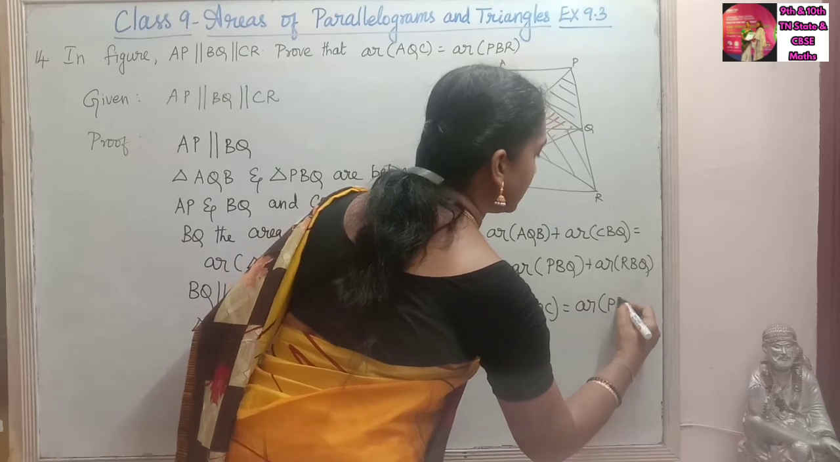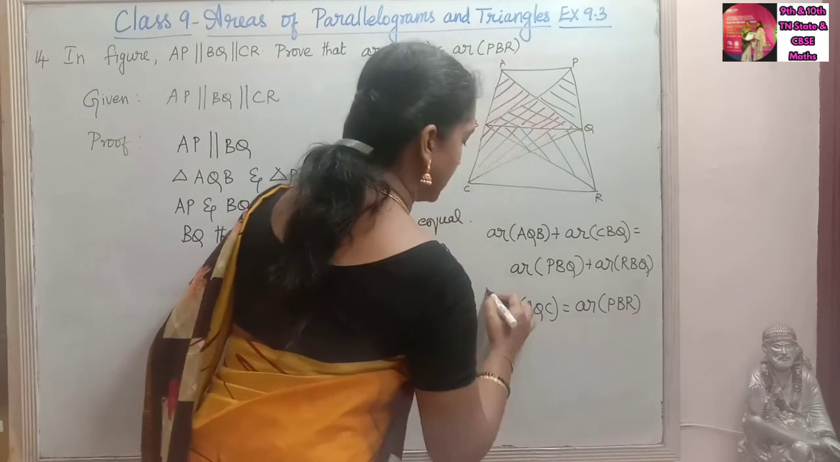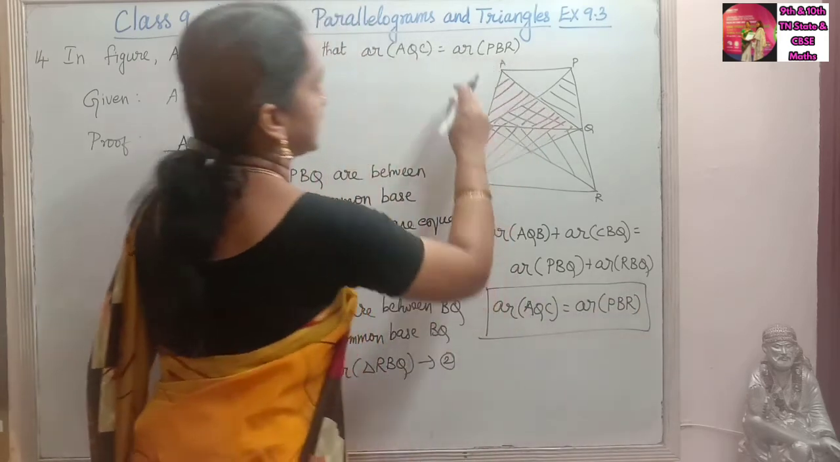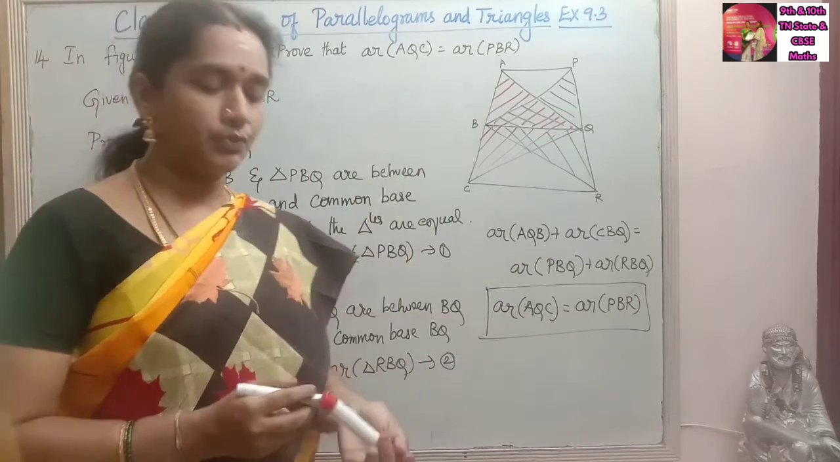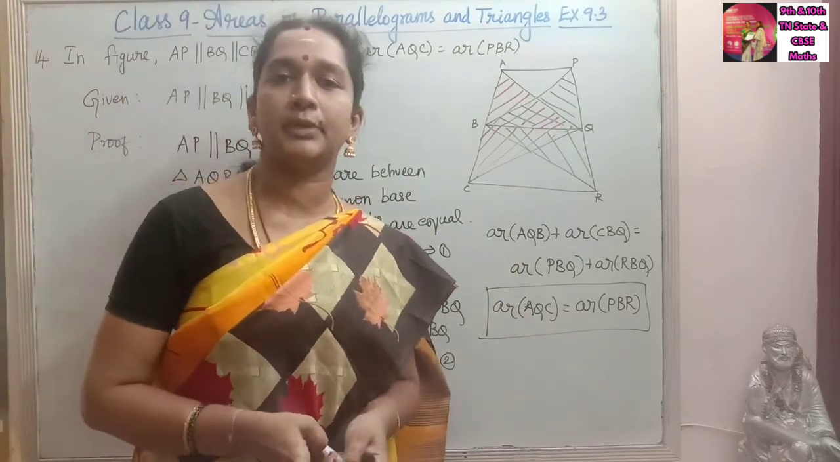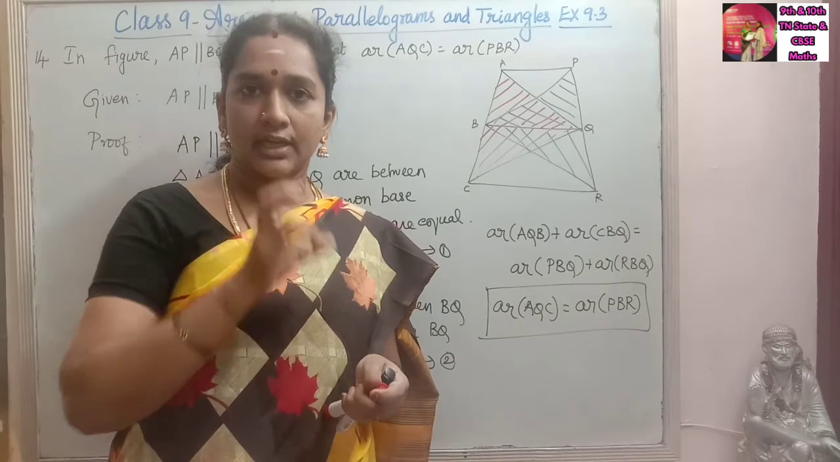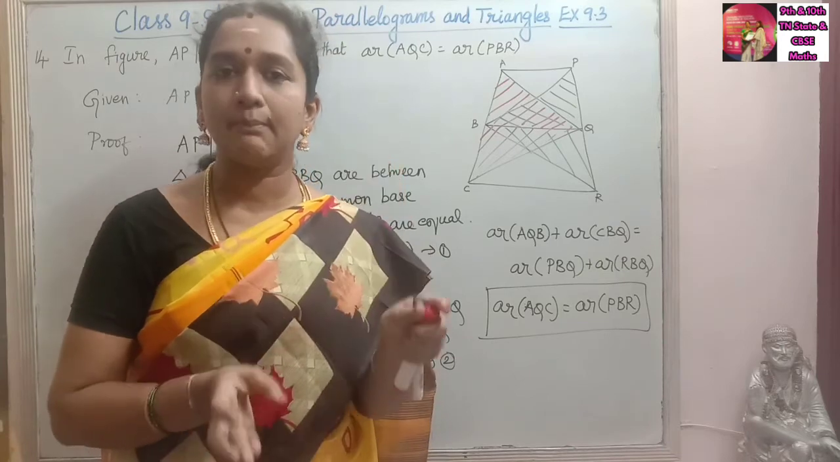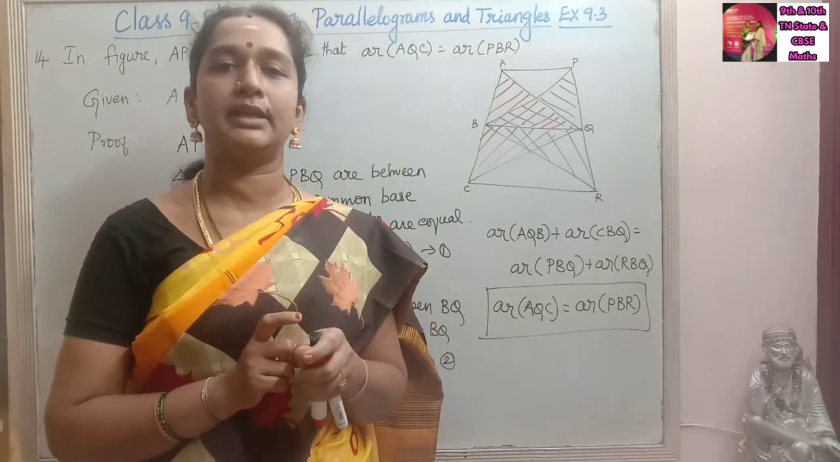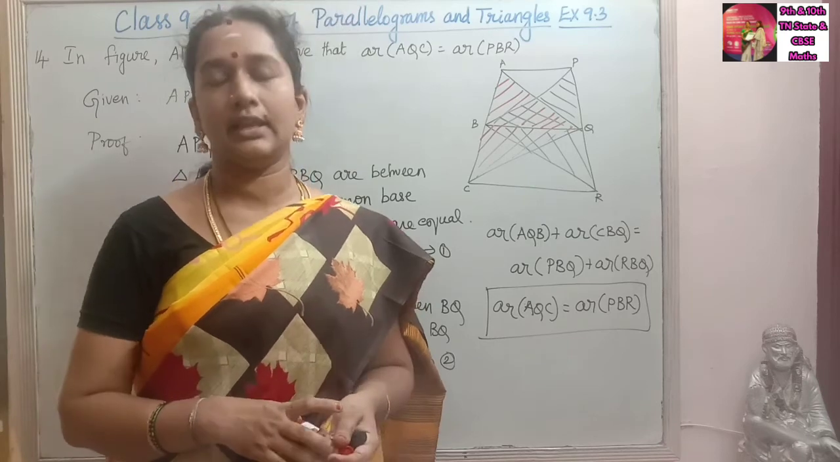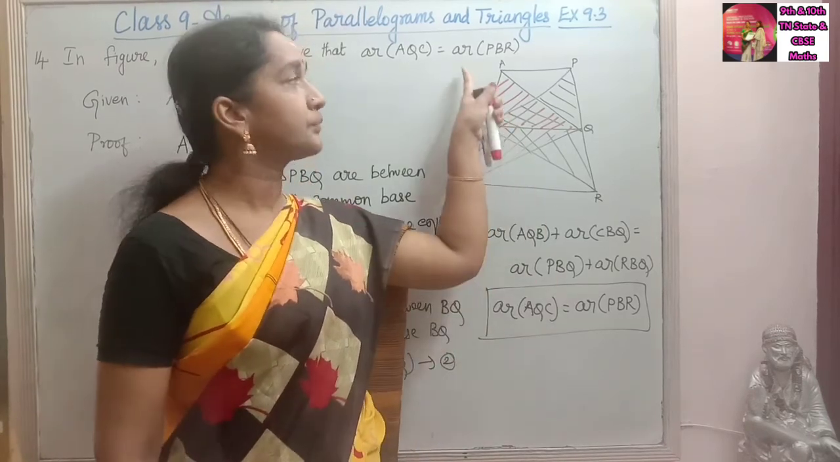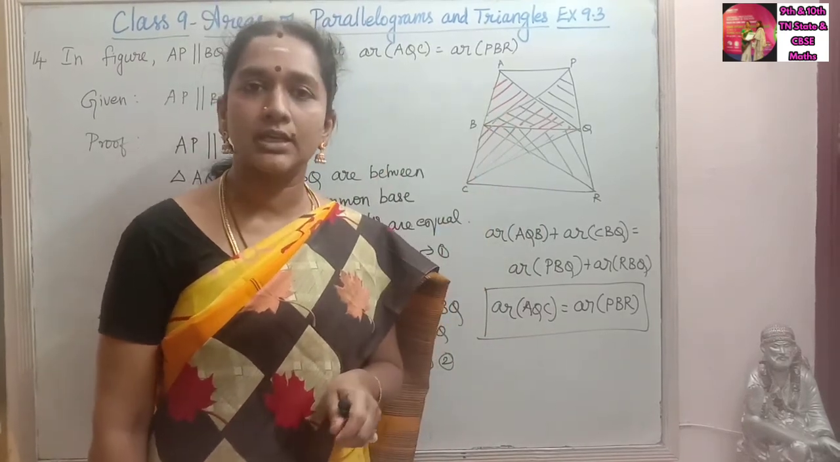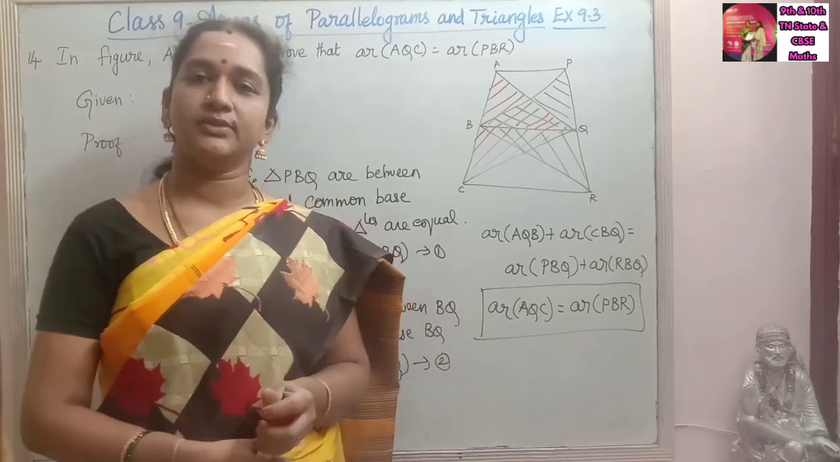So whatever we were asked to prove, we have proved with the help of the property that the areas of triangles between the same parallels and on the common base are equal. With the help of that property, the required result we were asked to prove, we have proved.